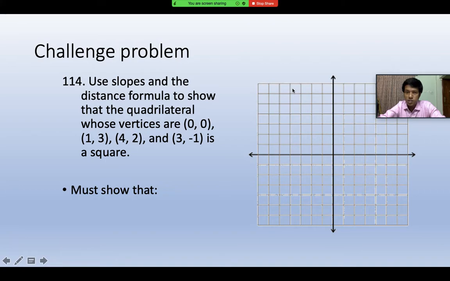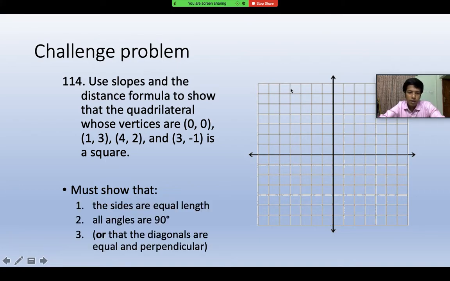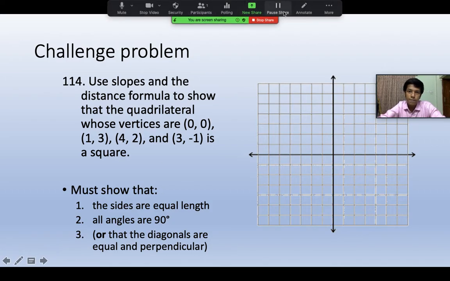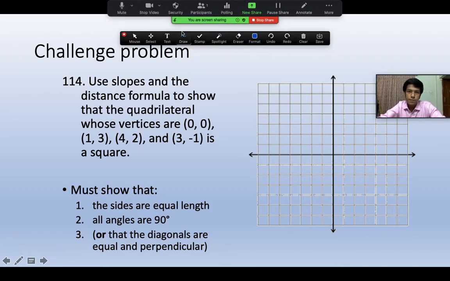This is the challenge problem that was related to the previous class also. To prove that it's a square, we need to prove that all the lengths of the sides are equal and their included angles are 90 degrees. Also, there is another way: the diagonals are equal and perpendicular to each other. The diagonal of the, do you know what a diagonal is? Diagonal.